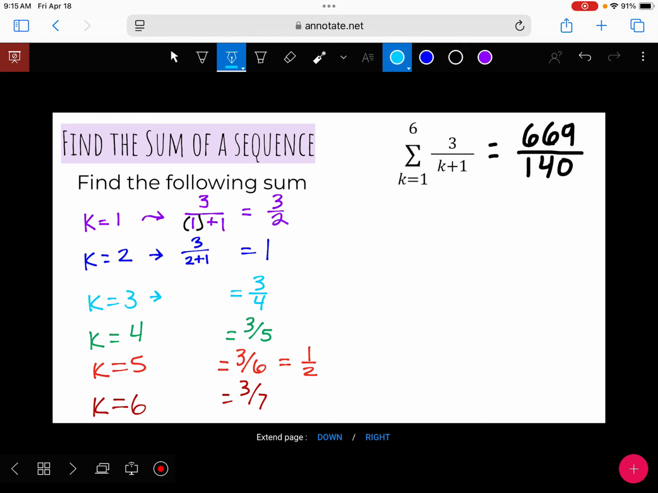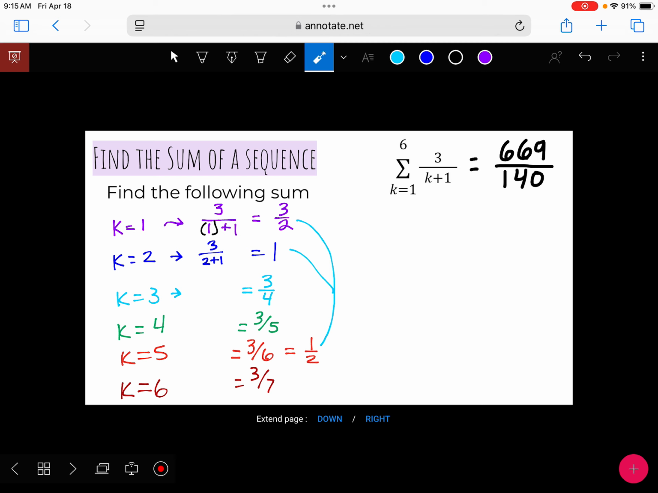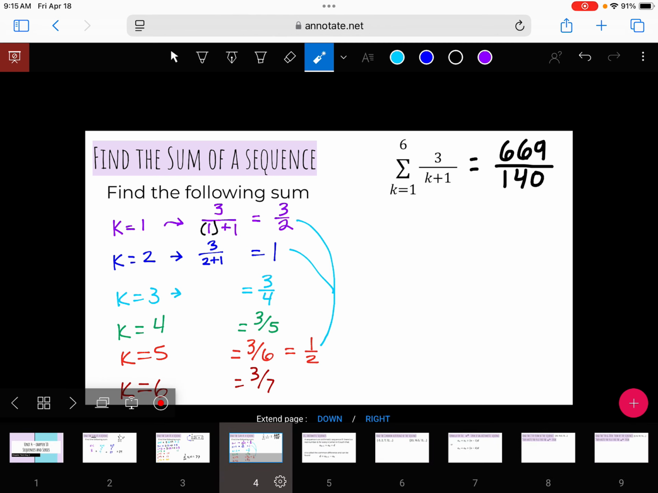So I could come in here and say, well, 3/2 plus 1/2, I know that's 2. Plus 1, that gives me a 3. And then all we'd have to add is 3/4, 3/5, and 3/7. So that would be easier to do. But you don't have to. So, we have options. Okay?